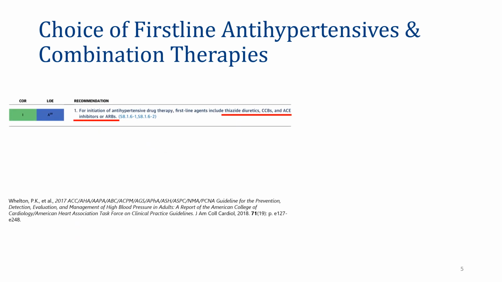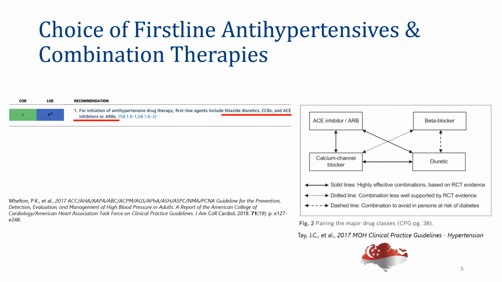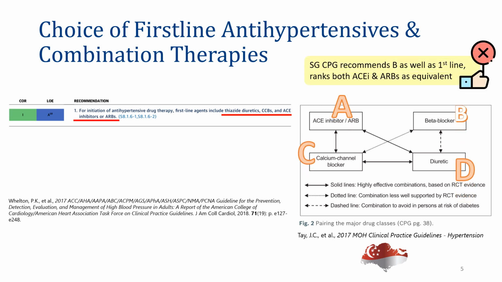On this particular American guidelines, they talk about the first-line agents as D, thiazides, C, calcium channel blockers, and A, ACE inhibitors or ARBs. Now, to highlight the Singaporean guidelines, they talk about the A, B, C, and D in their recommendations. And the Singaporean guidelines recommend beta blockers as well as first line, ranking both ACE and ARBs as equivalent. Now, beta blockers have long been dropped from the recommendations as first line, and I think maybe the Singapore guidelines was slightly behind in its recommendations.